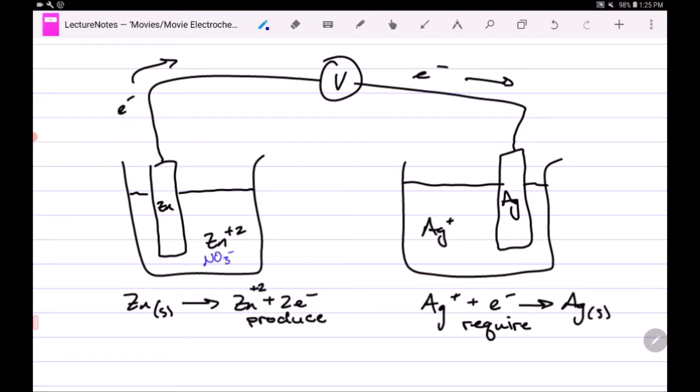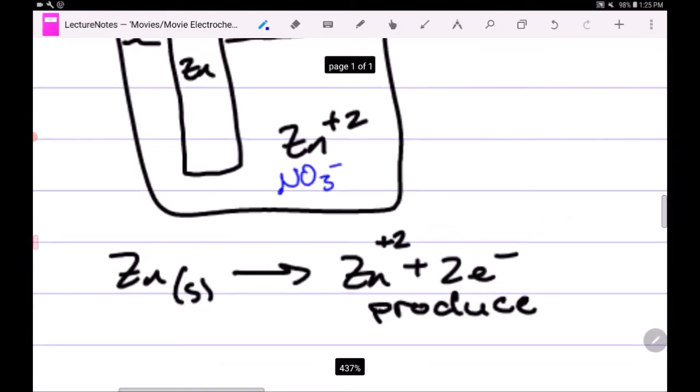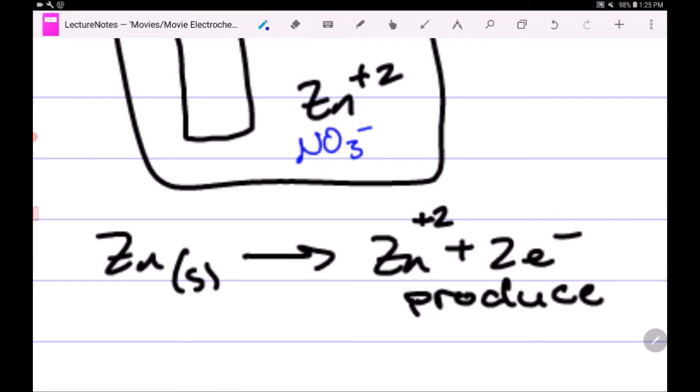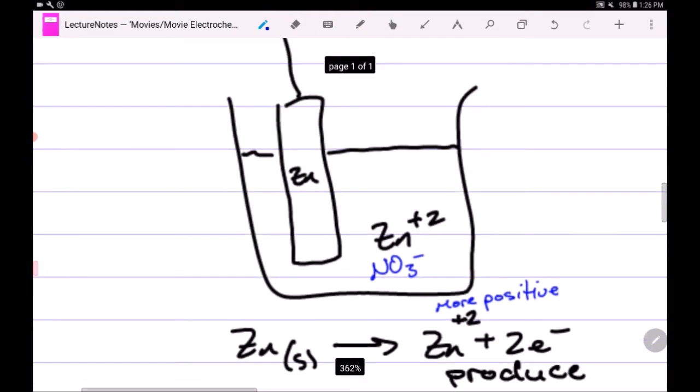There's also some spectator ions present in solution, both to make the solution conduct electricity and to balance the charges of the cations. At this electrode, we see that this beaker is going to become more positive as time passes. As this beaker becomes more positive, we will need more anions to go with those cations that are being produced. If we can't produce more anions to go with those cations, it simply won't do anything.